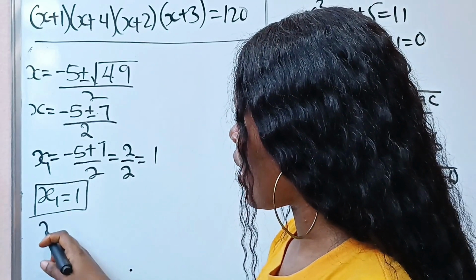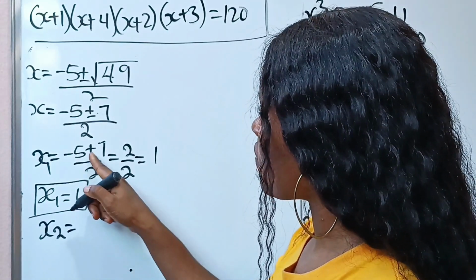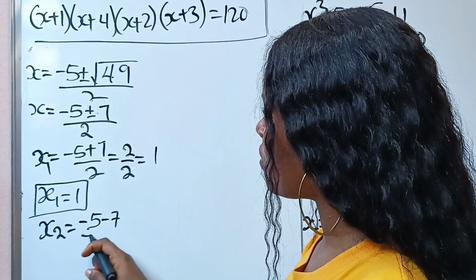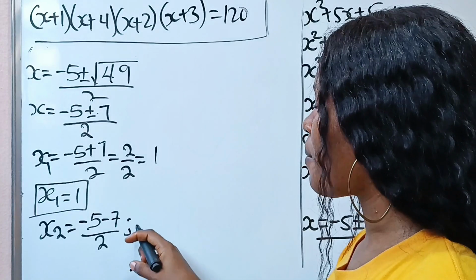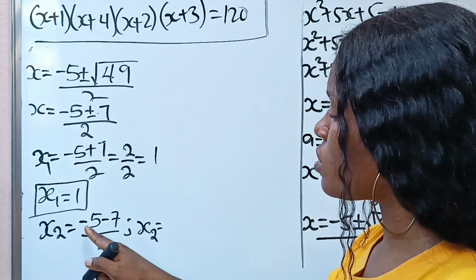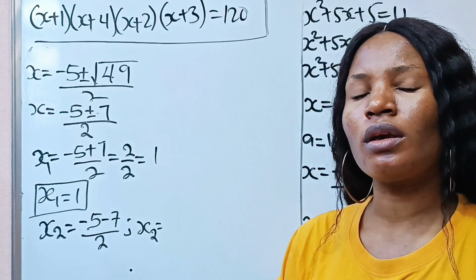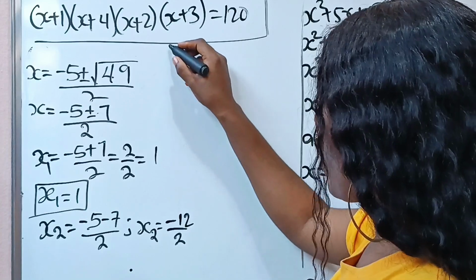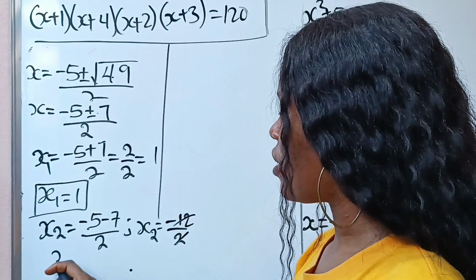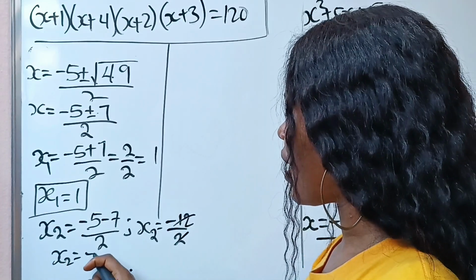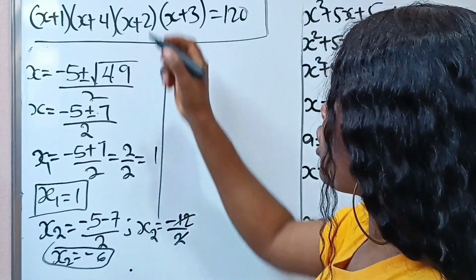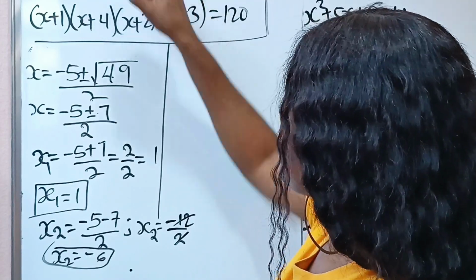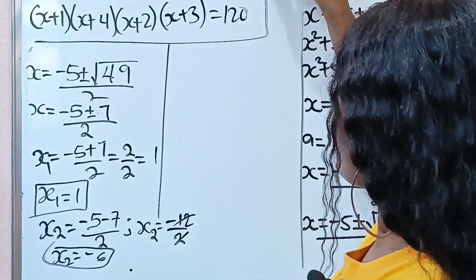Okay, so let's solve for x2. We have taken the plus, we are going to take the minus. It's going to be minus 5 minus 7 divided by 2. So that means that our x2 is equal to minus 5 minus 7, which should be minus 12, right? So we have minus 12 over 2. And when we divide this, we are going to have that our x2 is minus 6. Perfect. So I'm going to write it somewhere. x1 is 1, x2 is minus 6, because we are still going to substitute it into our equation.